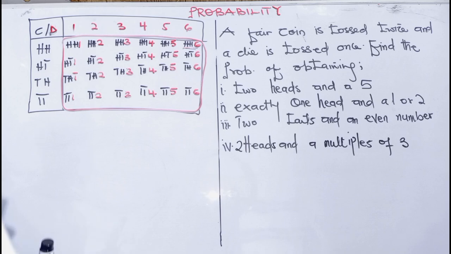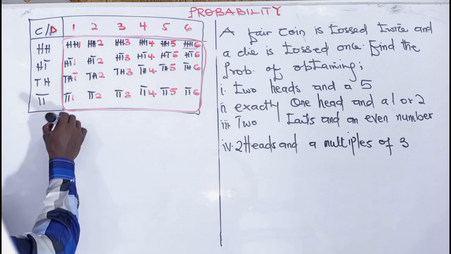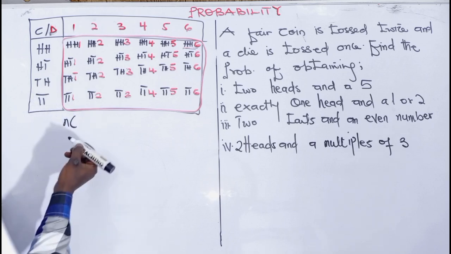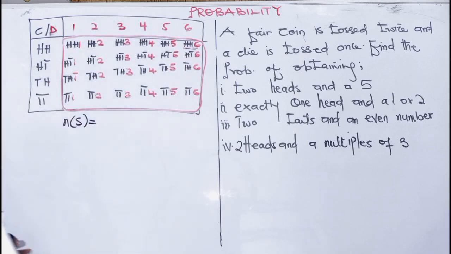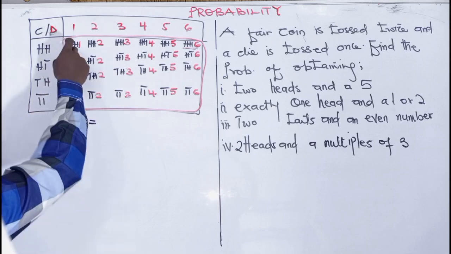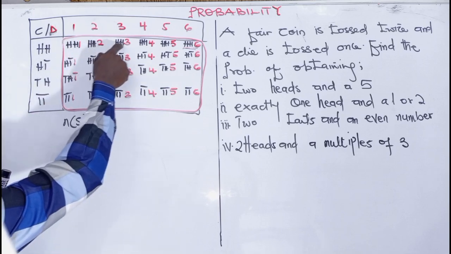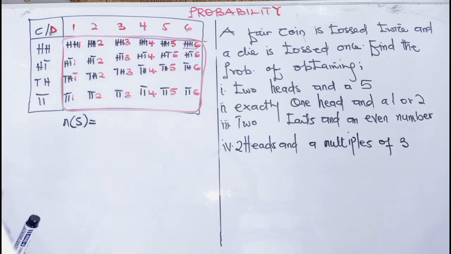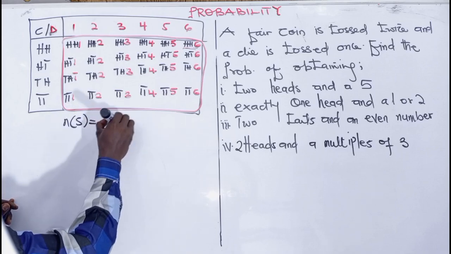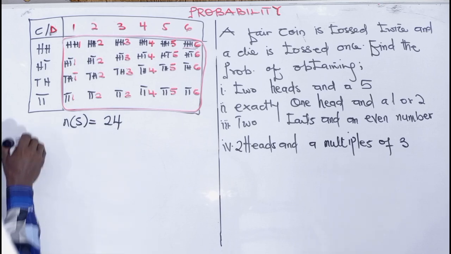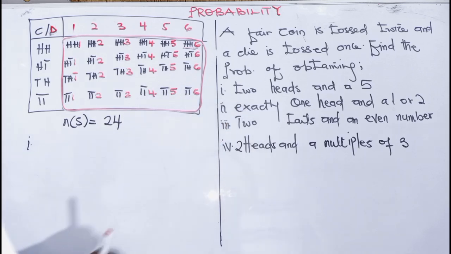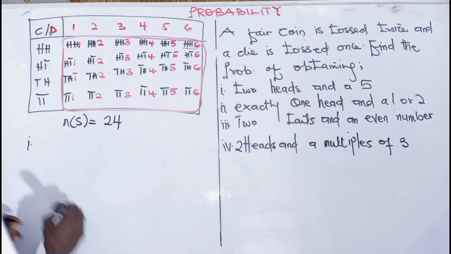So once we are done with all the set of possible outcomes, we find the number of outcomes in the sample space. It means we have to count all of these outcomes one after the other. So we have 1, 2, 3, 4. 1, 2, 3, 4, 5, 6. 6 times 4 will give us what? 24. So there are 24 outcomes in this sample space. You can count them one after the other, and you are going to get 24. Then move on to the probability of obtaining 2 heads and then a 5.